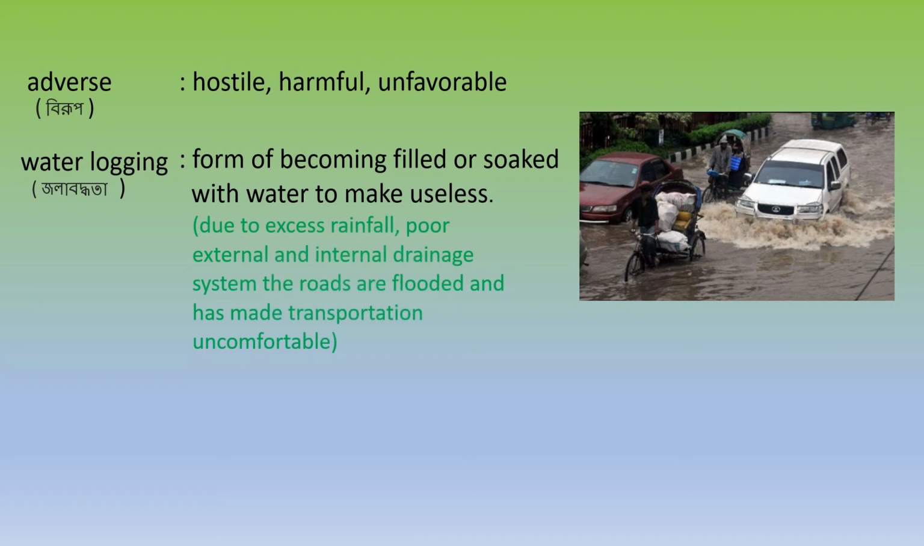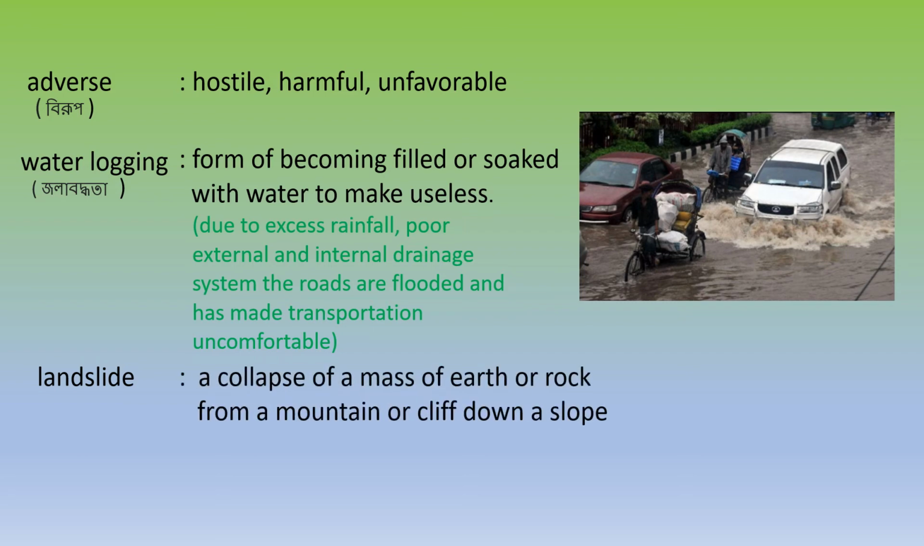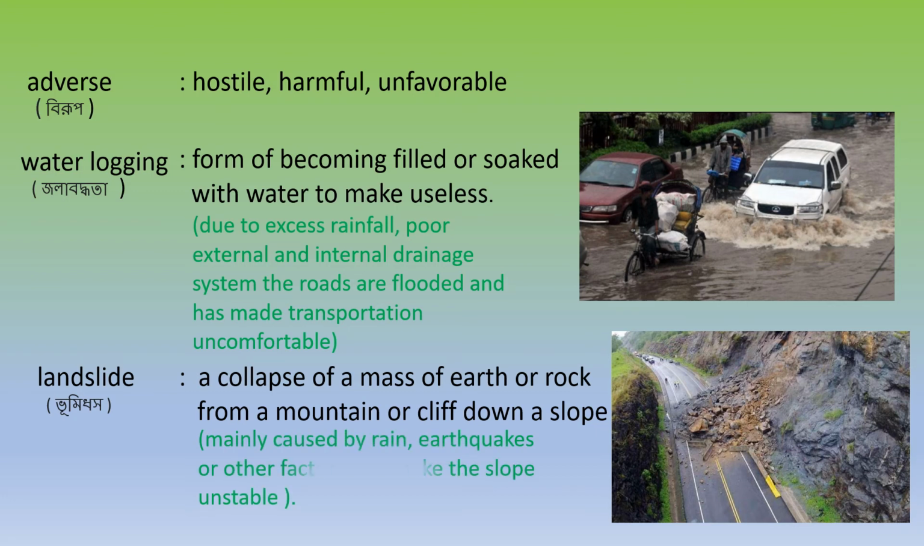Due to excess rainfall, poor external and internal drainage system, the roads are flooded and has made transportation uncomfortable. Next, landslide meaning a collapse of a mass of earth or rock from a mountain or cliff down a slope. Bengali meaning bhumi dhas. Mainly caused by rain, earthquakes or other factors that make the slope unstable.